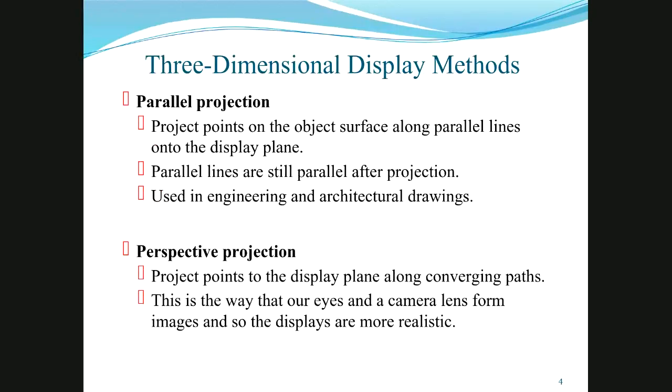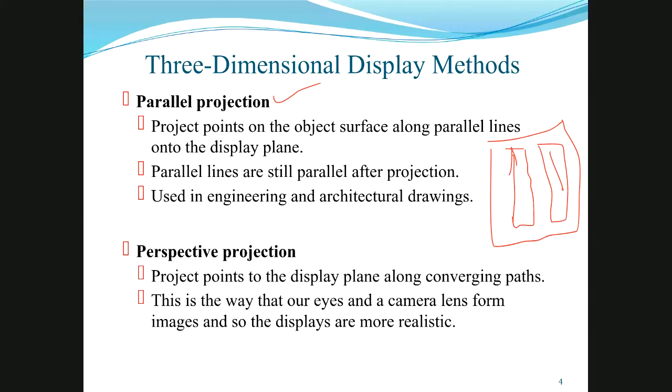First, coming to parallel projection. In parallel projection, we project points on the object surface along parallel lines onto the display plane. Parallel means one object is here and another object is there, and we can display the two objects at the same time. Parallel lines are still parallel after projection. You can display both objects in the display plane at the same time.